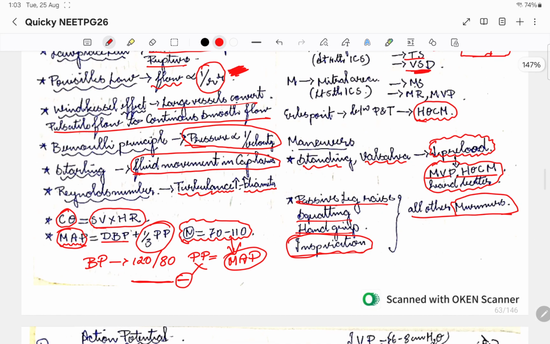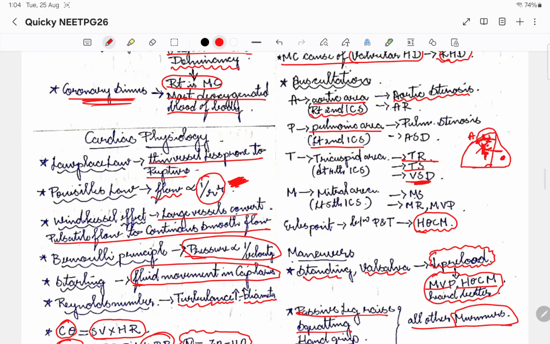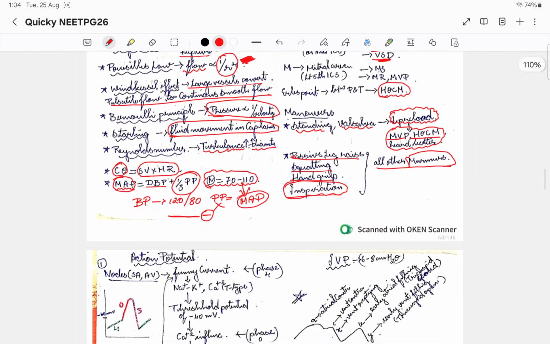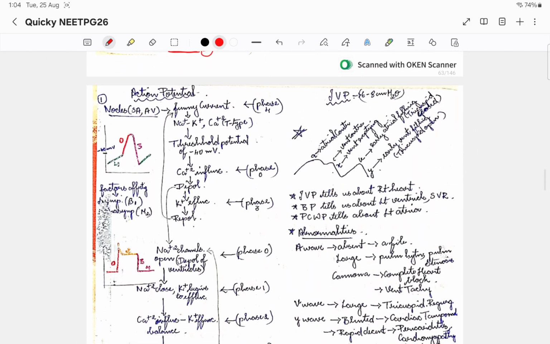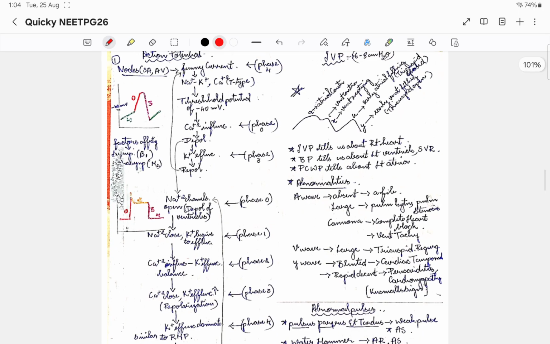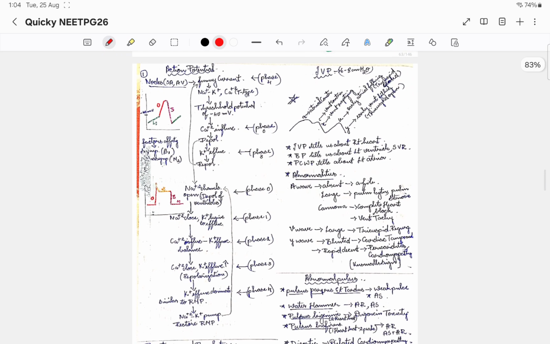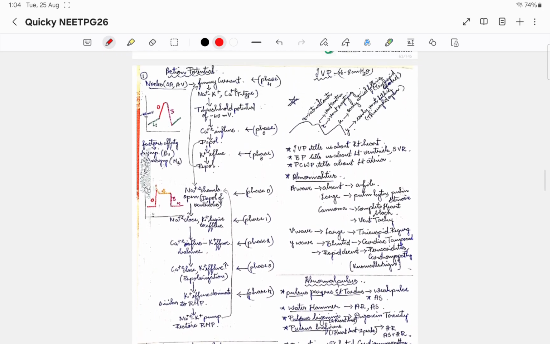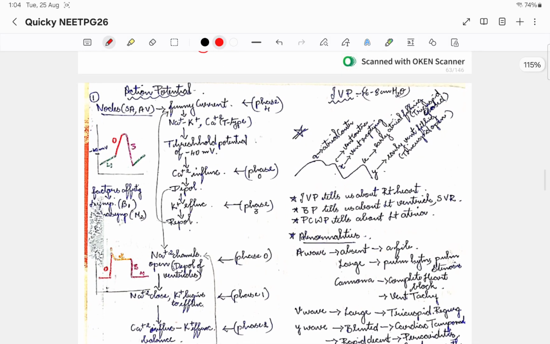So that is how you can do the auscultation in cardiac cases. Okay, this is all with respect to auscultation. So now we'll see a little physiology, the basic physiology of cardiology, before going into the specifics of pathology.